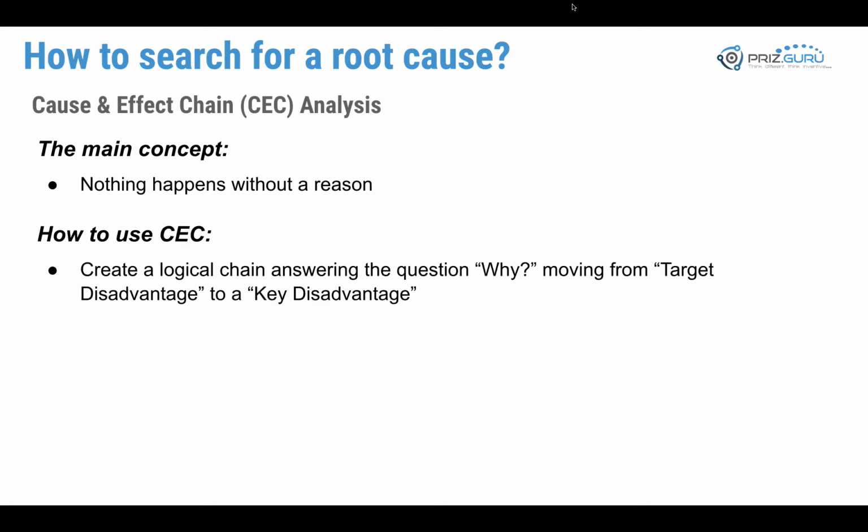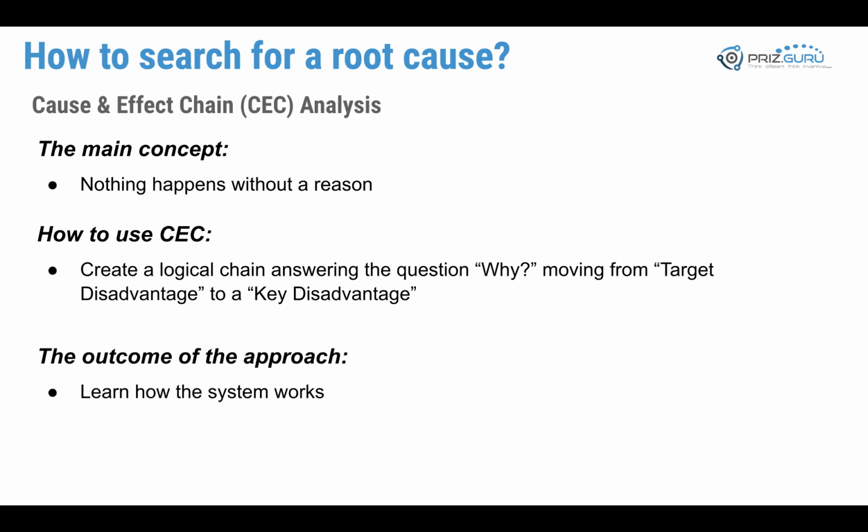Now, how do we do that? Pretty simple. The concept, I'm sure that everybody is aware of that. We move from the target disadvantage, or from the original visible observable failure, by asking the question why and answering the question why, going through all of these different causes and different reasons and answering the question of why they happen, and moving down this chain until we get to the key disadvantage.